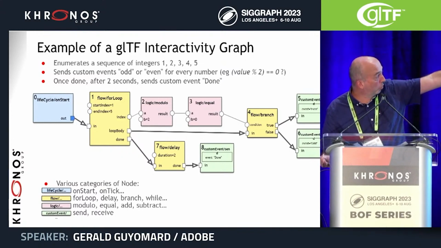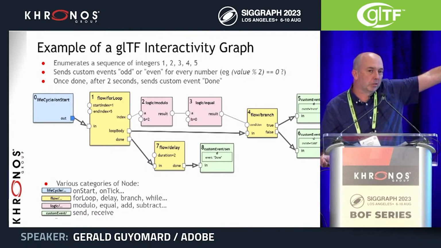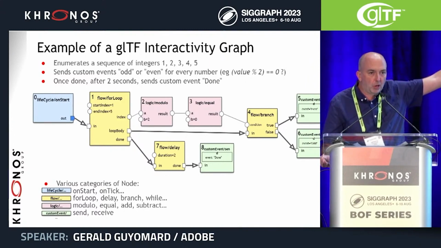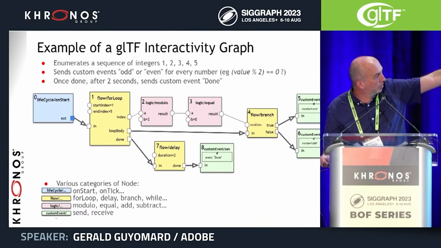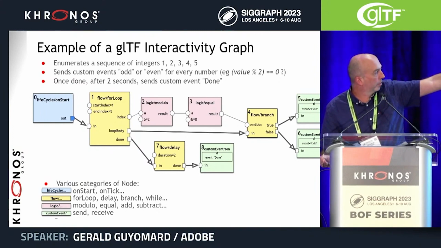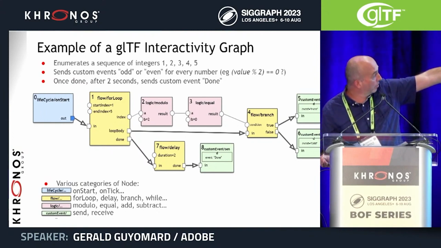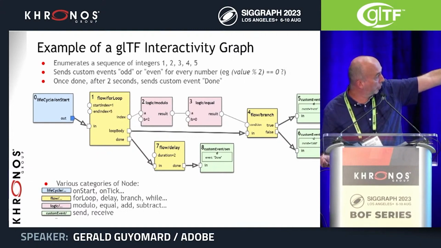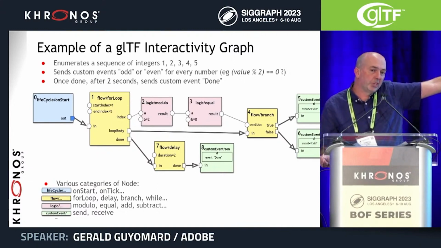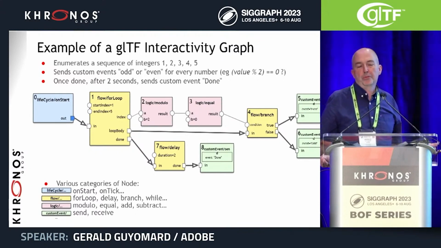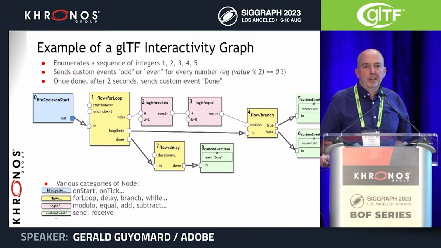And then the flow branch is an if, think if, right? We are doing some computation, the modulo of 2, to just figure out if it's odd or even. Depending on that, at the very far right, we send one event called odd or even. And at the very end, when it's done, you see the other output socket in the for loop, done. We are activating a flow delay that is just pausing the graph for 2 seconds. We're then going to display done. So that's just a rough example of how you would design your logic.